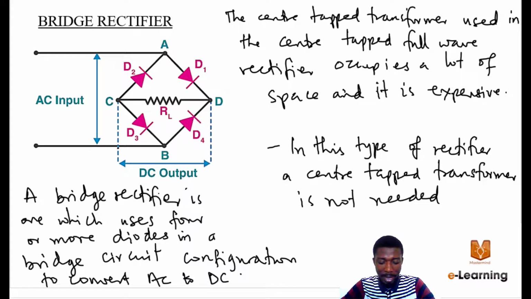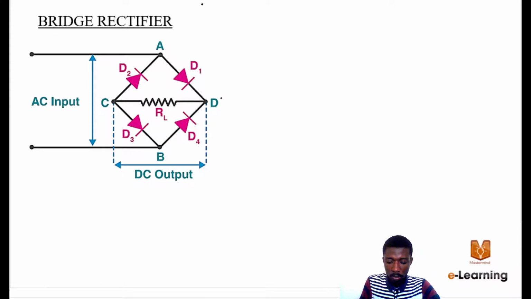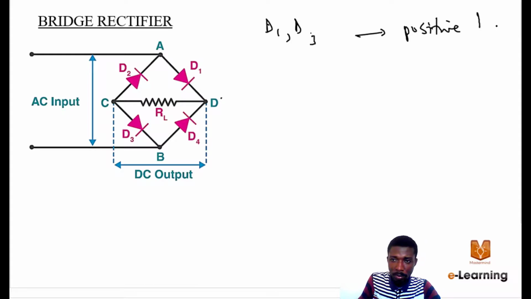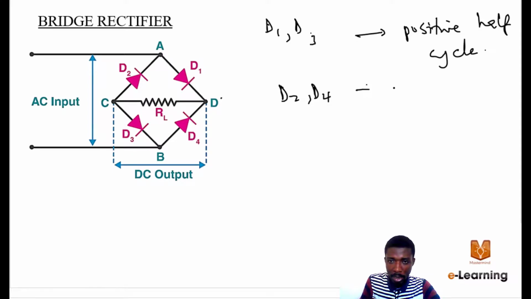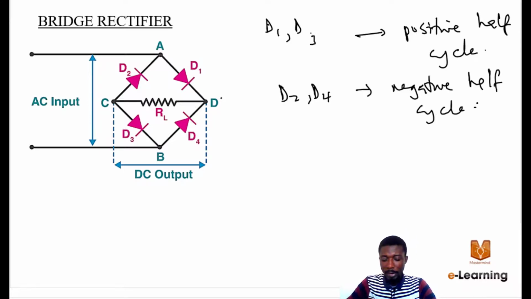D1 and D3 are taken as a pair, and they allow electric current during the positive half cycle. Now D2 and D4 are also taken as a pair, and they allow electric current during the negative half cycle.